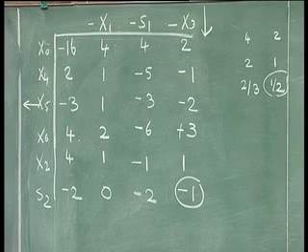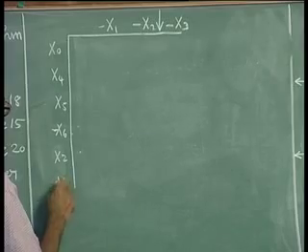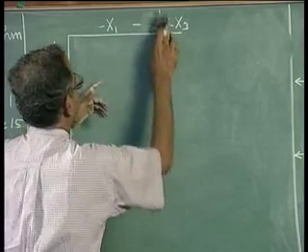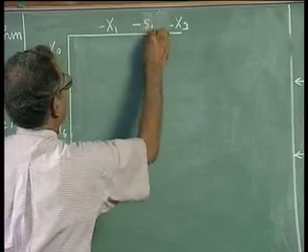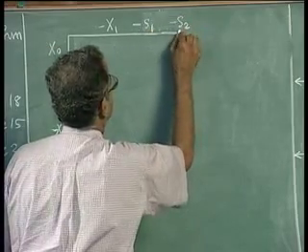So we will have another row that is created, x6, x2 and S and x3. I will have -x1, -s1 and -s2.